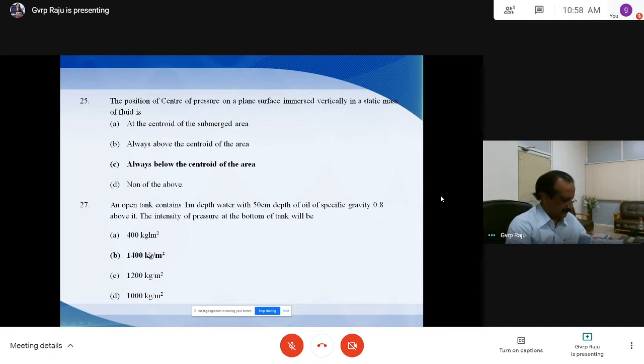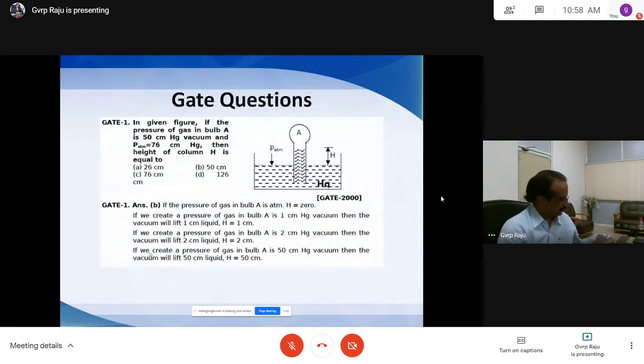So these are all GATE questions on pressure and hydrostatic forces. GATE question 1, first question. Sometimes the GATE questions require understanding, sharpness and intelligence. Otherwise, you will waste so much time on one question, and lose time for other questions to answer. This is very simple.